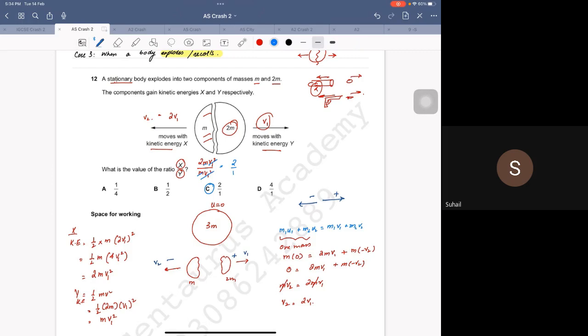Sir, from the equation where you labeled v2 equals 2v1, how do we know which one is x and which one is y? You can just put it that way. I labeled v1 here, right, initially. So this would be y, this would be x. That's why. All right, so yeah, I get it.